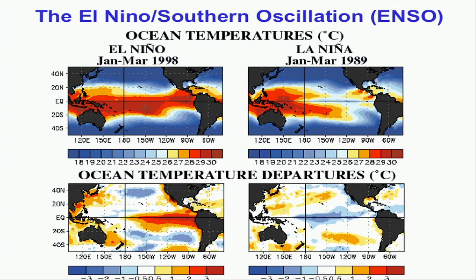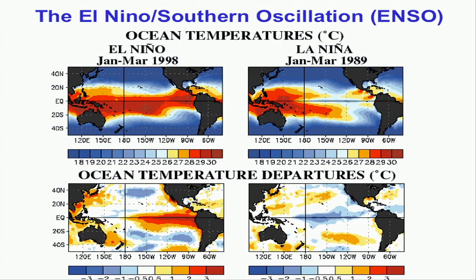Now, during El Niño periods, the sea surface temperature in that part of the Pacific can be between 2, sometimes up to 5 degrees centigrade higher than average. Whereas during La Niña, the sea surface temperatures in that part of the Pacific can be between 1 and 4 degrees C lower than average.